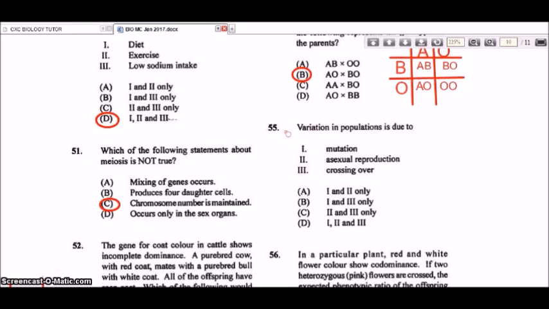Question 55. Variation in populations is due to. So we have 3 options here: mutation, asexual reproduction, and crossing over. So out of those, mutation and crossing over would produce variation in populations. So that is 1 and 3. So that is B. Asexual reproduction for sure would only produce identical offspring.